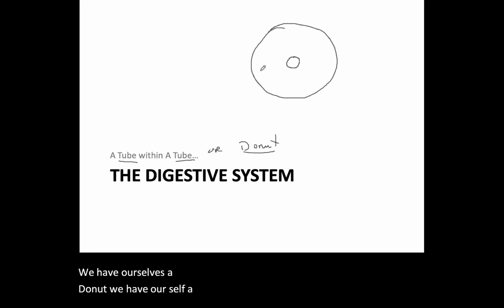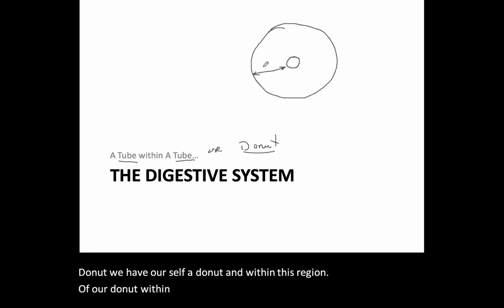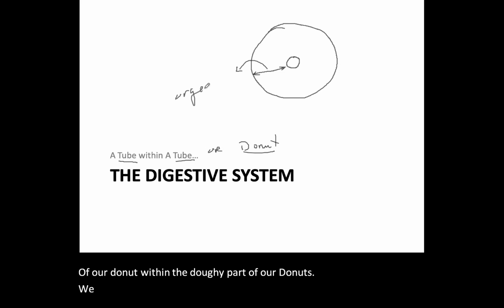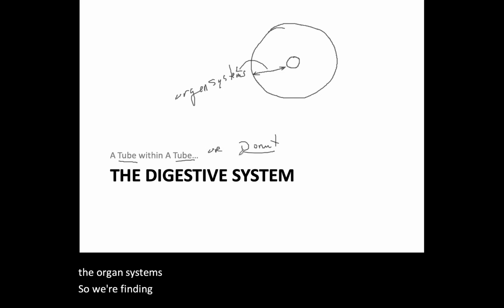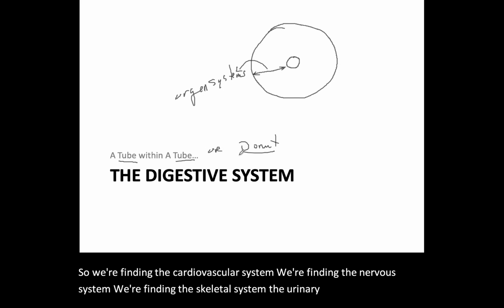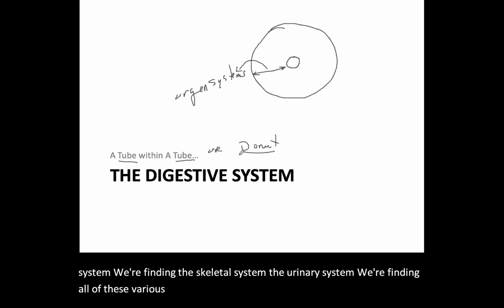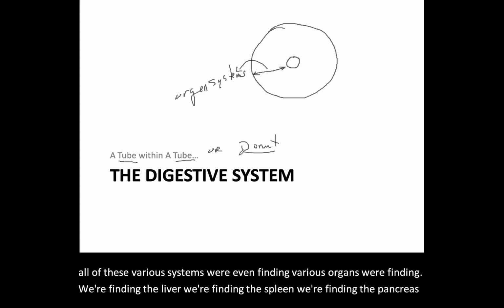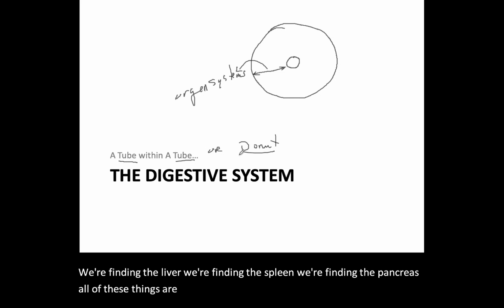And within this region of our donut, within the doughy part of our donut, we find the organ systems. So we're finding the cardiovascular system, we're finding the nervous system, we're finding the skeletal system, the urinary system. We're finding all of these various systems. We're even finding various organs: the liver, the spleen, the pancreas. All of these things are within the doughy part of our donut.